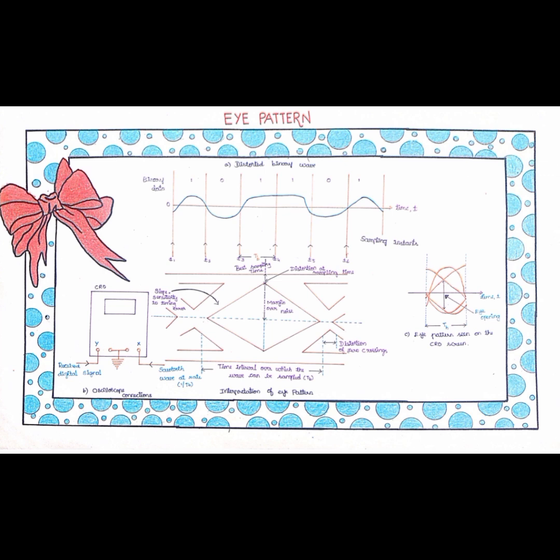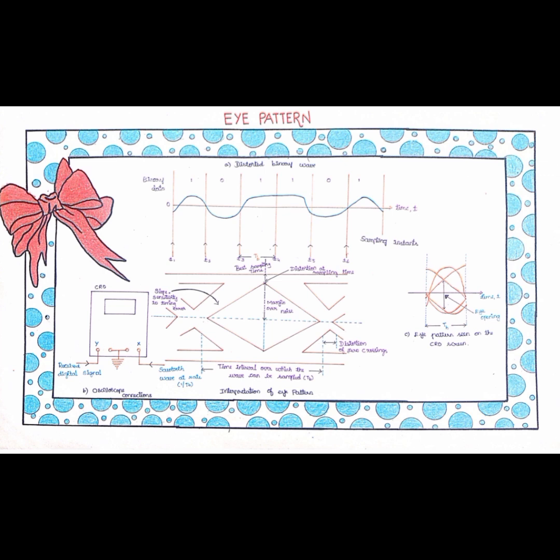Another interesting characteristic of eye patterns is their ability to reveal the effects of intersymbol interference, or ISI. ISI happens when signals from previous bits overlap with the current bit, causing confusion at the decision making stage. In the eye diagram, ISI causes the eye opening to shrink, leading to more overlap and higher chances of error.